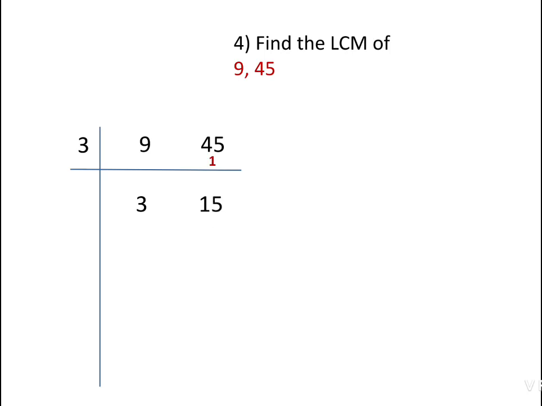3 and 15 are divisible by 3 again. So we take 3. In 3, how many 3? 1. In 15, how many 3? 5. Okay. Next, only 5 is divisible. So we write here 5. 1 we write itself. In 5, how many 5? 1. So we got 1 in the last step.